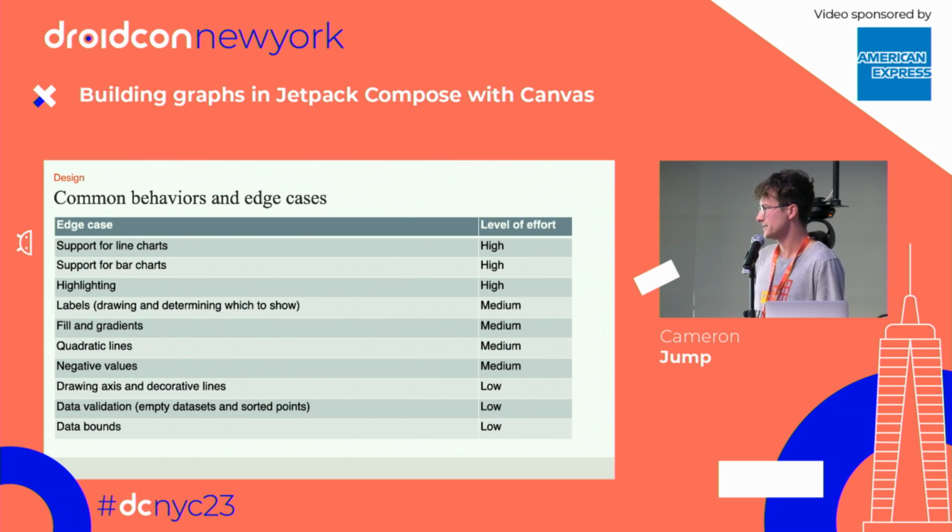Negative values are things you should consider, since you may not need to handle them in some situations. And we'll talk more about that too. And then just common edge cases like data validation and data bounds you should consider.